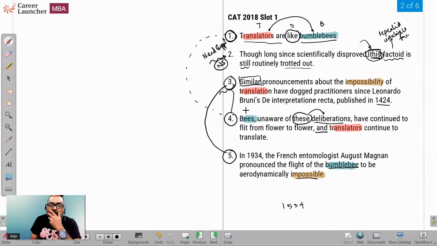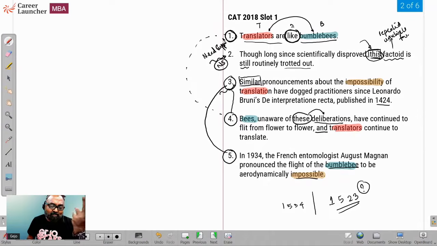Now you might ask, okay, but what about this sentence? I mean, we can talk about this factoid still being routinely trotted out. This has been scientifically disproved. And this is scientifically disproved. And why not, for example, go from 1, you might actually think, go to 5, and then go to 2, and end with 3? Right? Translators are like bumblebees. French bumblebees are impossible. These are disproved, but still people talk about it. And similarly, there is the impossibility of translation, dogging practitioners. Okay, so it talks about like. So there is a similar pronouncement. That could be the like thing. Why not this?